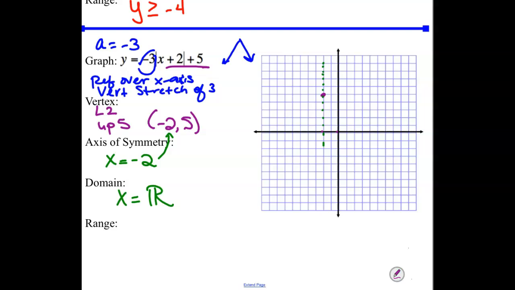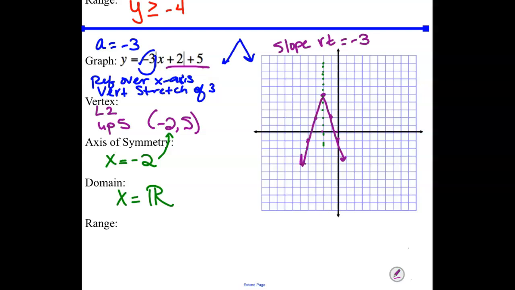So let's look at this. If the slope on the right is our a value, which was negative 3, then on the right-hand side from my vertex, I'm going to go down 3 and right 1. On the left side, I'm going to go down 3 and back to the left 1.